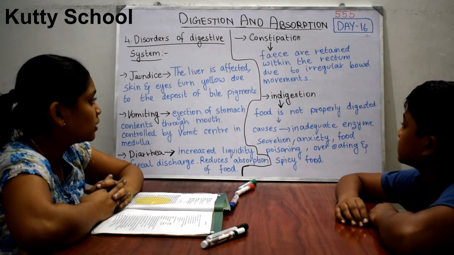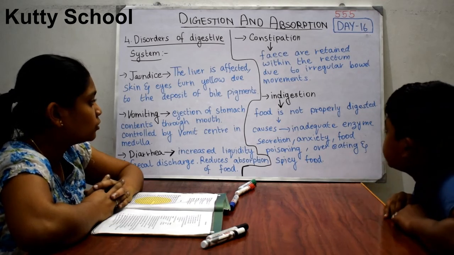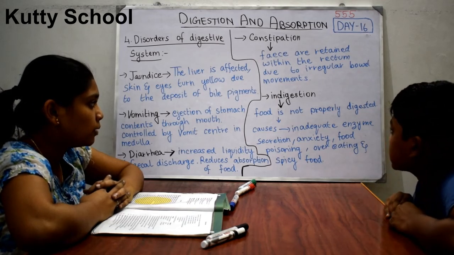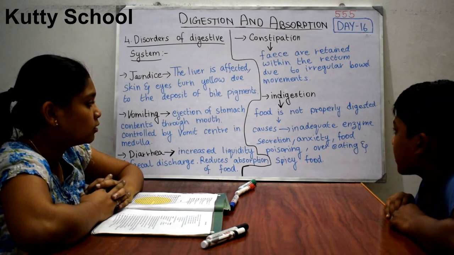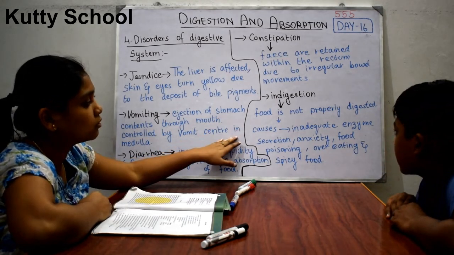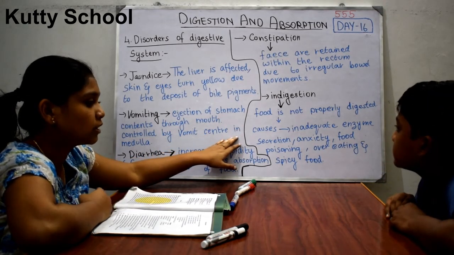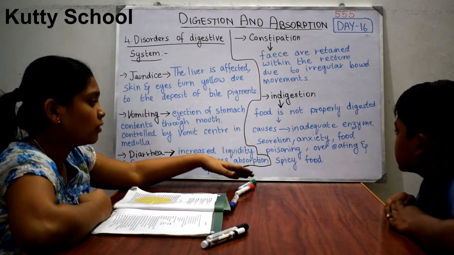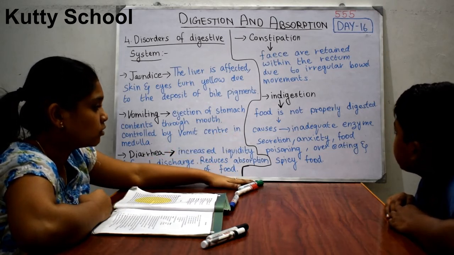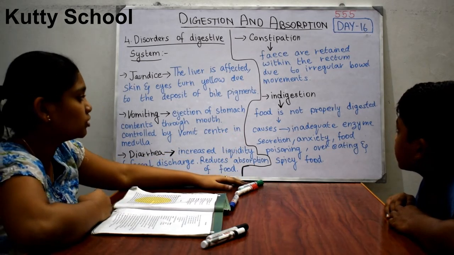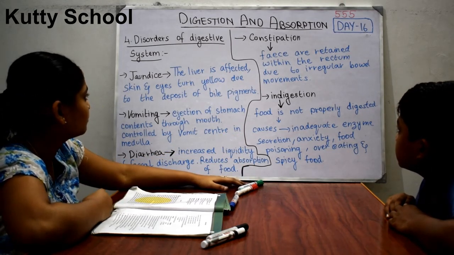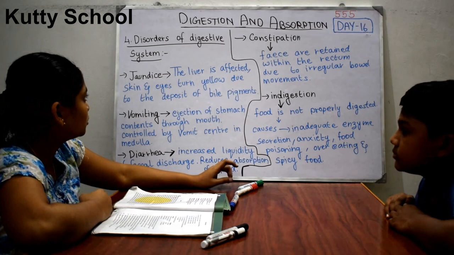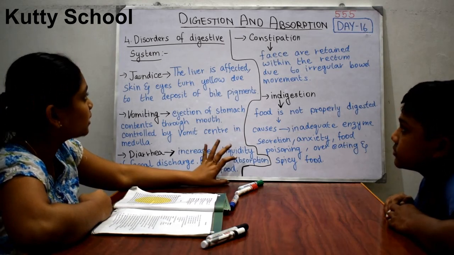And then the fifth one is indigestion. Okay. So here food is not digested properly. It can be because of inadequate enzyme secretion, food poisoning, overeating and spicy food. Okay. So because of these conditions, indigestion can occur. So these are the general disorders of digestive system. Okay. With this the chapter ends.